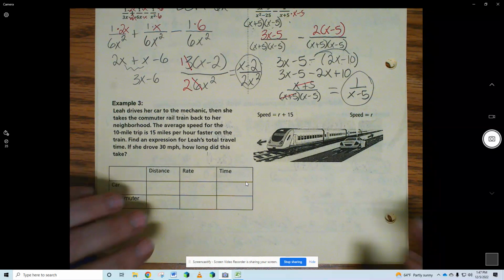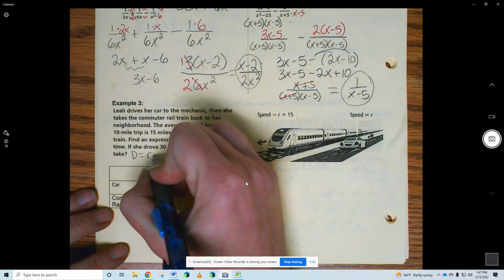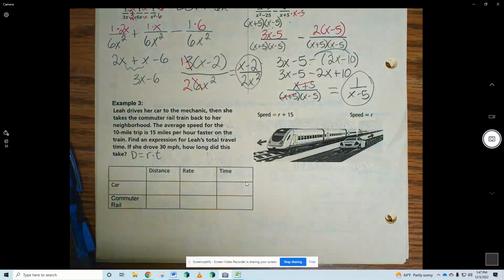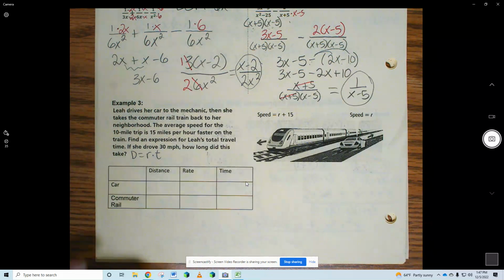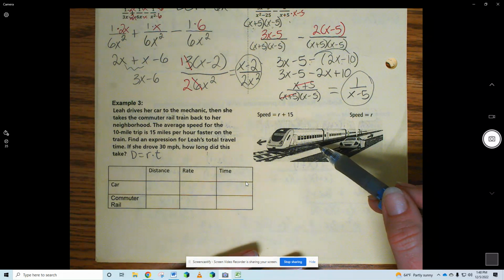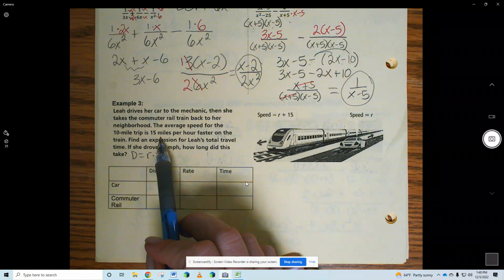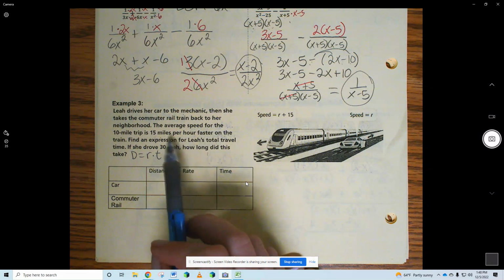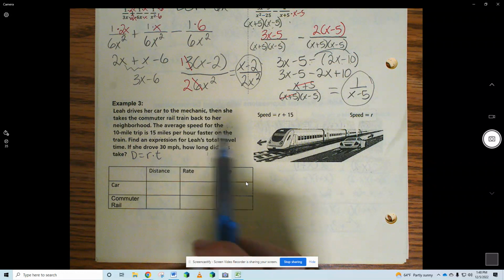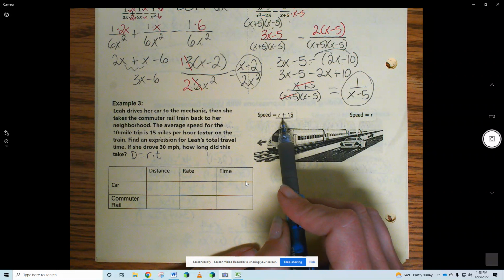And here we go. So distance equals rate times time is what's happening here. And we're going to look at this and figure out what we need to solve for. So Leah drives her car to the mechanic. Then she takes the commuter train back to her neighborhood. The average speed for the 10-mile trip is 15 miles per hour faster on the train. So obviously the train goes faster than a car. She drives her car to the mechanic, and then she takes the train home. The train goes faster, so there's 15 miles an hour added to the car.